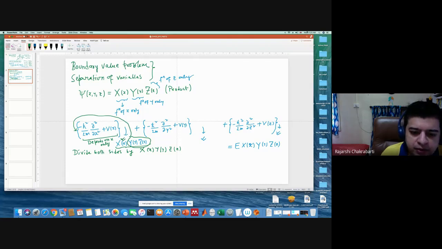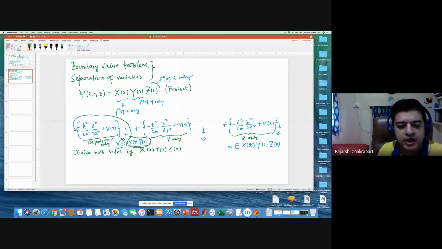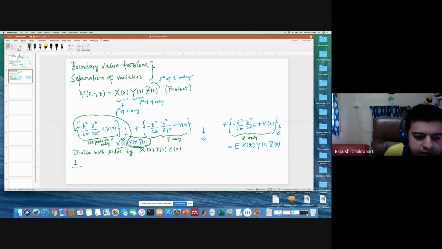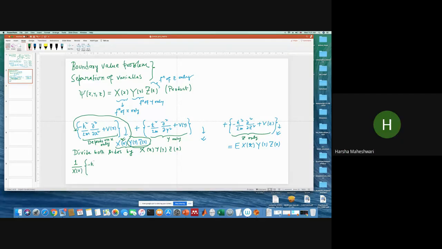Similarly, here this operator depends only on y. This operator depends only on z. So similar things I can do in this case: the X and Z functions I can put here, and in this case the X and Y functions I can put here. Then when I divide both sides by the product of the three functions, the first term will give me, maybe you can tell me, 1 over X of x.